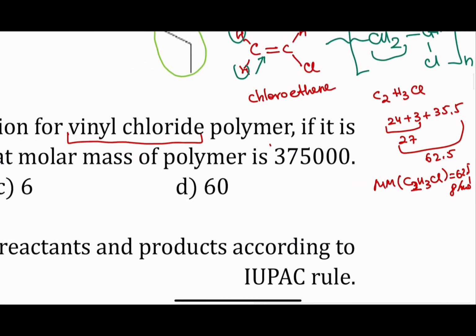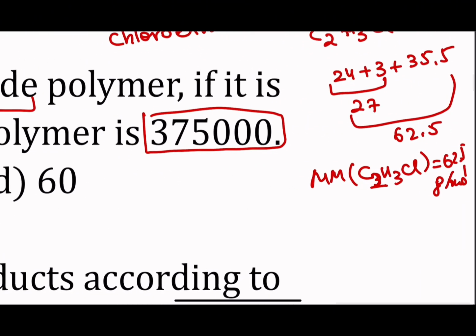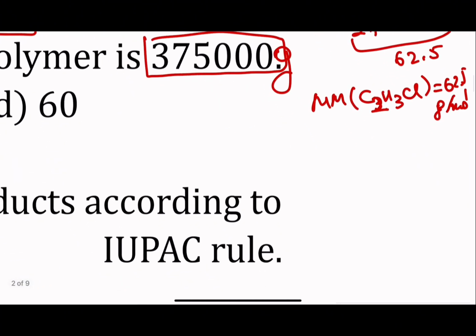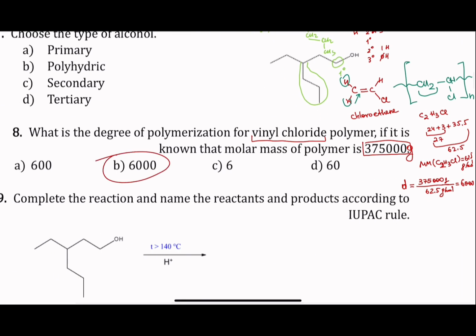Now, we've been told that the polymer mass is 375,000. The unit is not given here, but in the exam you will be given it. So you need to divide the polymer mass 375,000 by 62.5, so grams over gram per mole. You need to find the degree of polymerization. Here you do the calculation and you get the answer, which is 6,000. And the answer is right here.